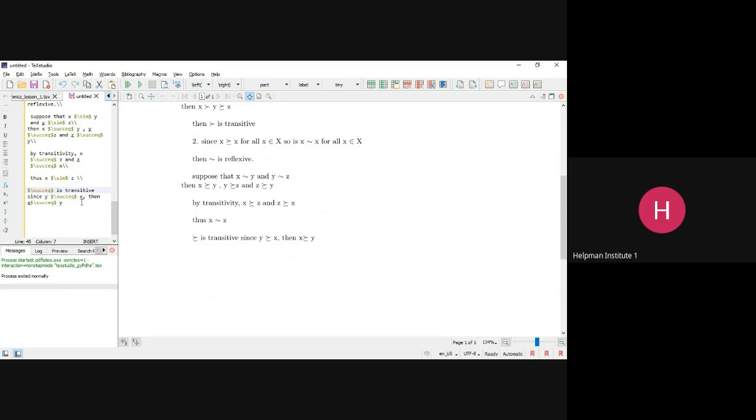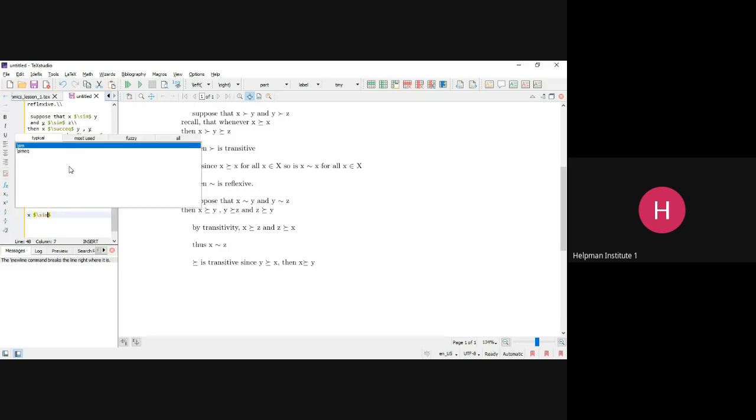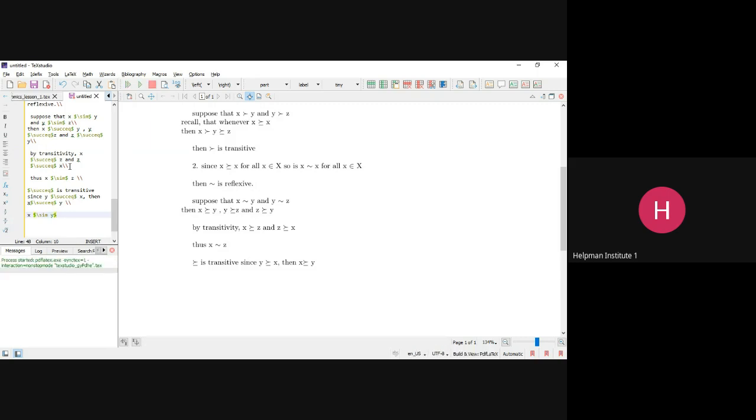Once we make that reversal, since X is at least as good as Y, then because of the indifference that we have earlier, we can conclude that X is indifferent from Y. So that's the first part of the symmetry.